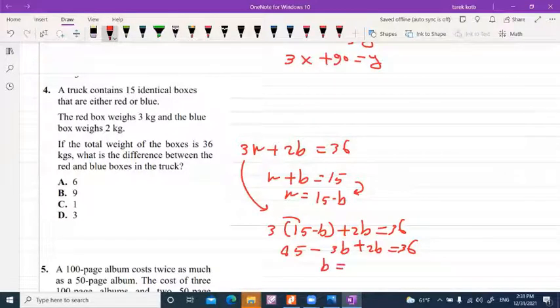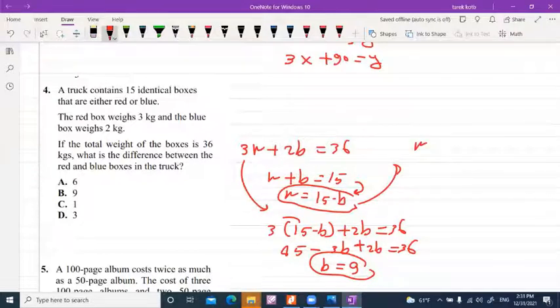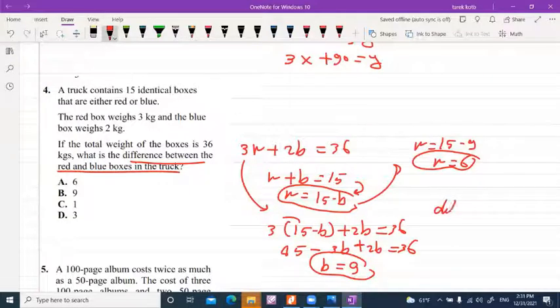Now you get the B, the number of blue. Also, you can get the number of red from here if you substitute. So it will be R equals 15 minus 9, which is 6. I got R and B now. I want to get the difference between the red and blue boxes. So the difference will be 9 minus 6, which is 3.